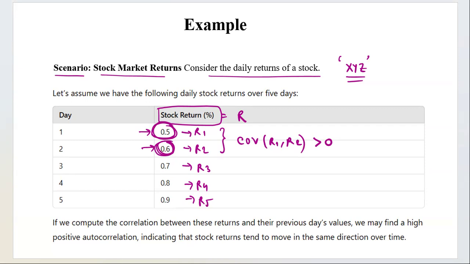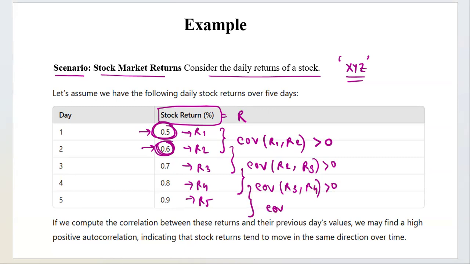Now you can execute the similar exercise between R2 and R3. Then also you will see the covariance of R2 and R3 will be strictly greater than 0. And this will be the same for all of these. R3 and R4, this will be greater than 0, and R4 and R5, here also you will see the covariance between these two dates will be strictly positive. Now, this is for this specific example.